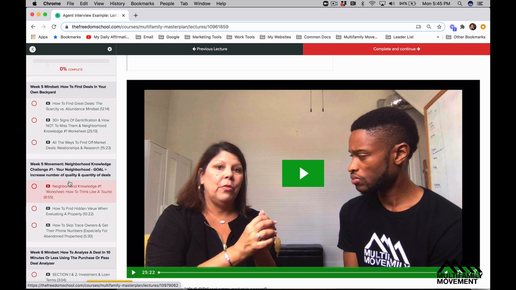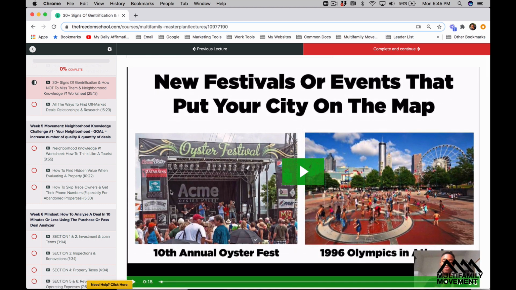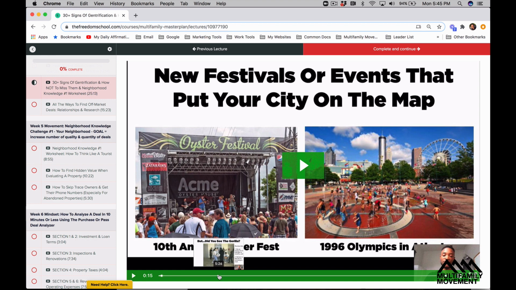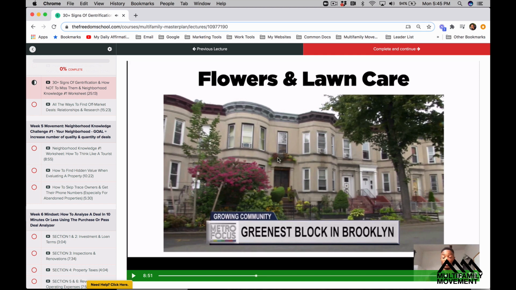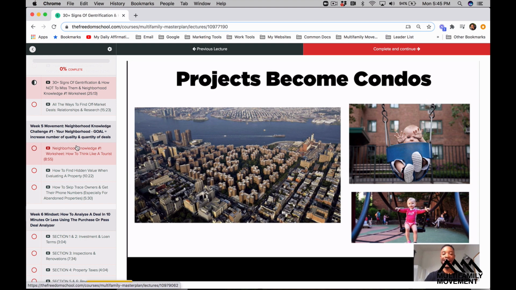All right. Then we go over the 33 signs of gentrification. All right, and I go through them step by step, and I show you actual examples of the 33 signs. Okay, right? New festivals or events that put your city on the map. Okay, flowers and lawn care. Okay, this is the greenest block in Brooklyn. That's gentrification. Okay, we look for projects becoming condos. This is Stuytown in New York. Okay, these are signs of gentrification. This was the hood, y'all, and this is a little white kid swinging on a swing in what used to be the hood. All right, so these are signs of gentrification. Okay, and so that's how we navigate module 4.